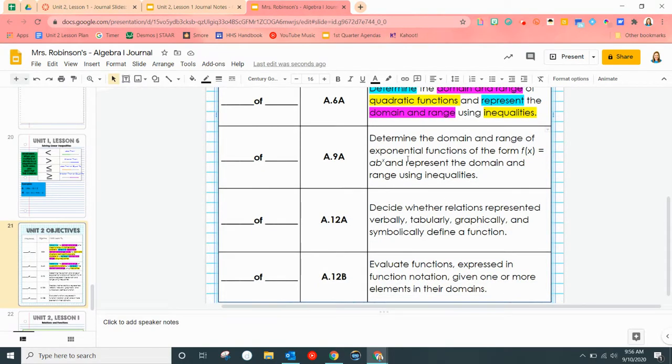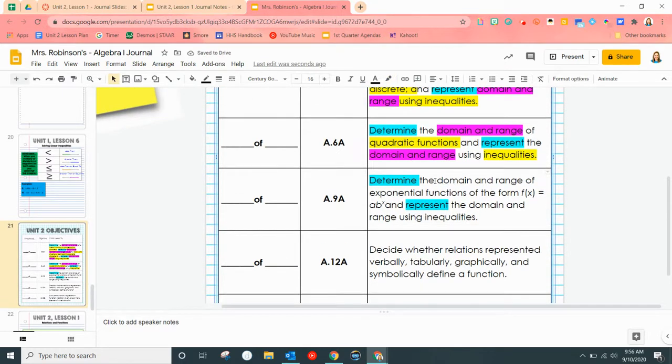Okay, so I am going to determine, look, same verb here, determine. Do I see any more? Oh, I see represent again. So there's another verb, determine, represent. Those are action words. So let's see if we can find all of our nouns now. We're doing those in pink. Well, what am I determining? Domain and range. There's my nouns in pink. I'm representing what? Domain and range. There's my nouns. You see how this gets kind of repetitive?